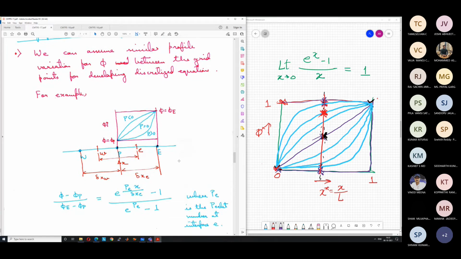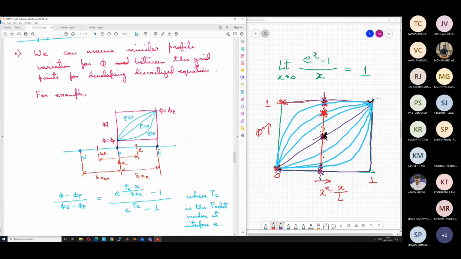So again let us go back to the discretized grid structure that we always use. P is the grid point at the center, and the control volume goes from small w to small e, and has a length of delta x. The neighboring grid points are capital E and capital W in the east and west directions. The distances between the neighboring grid points are delta x e and delta x w. This is our standard discretized domain.